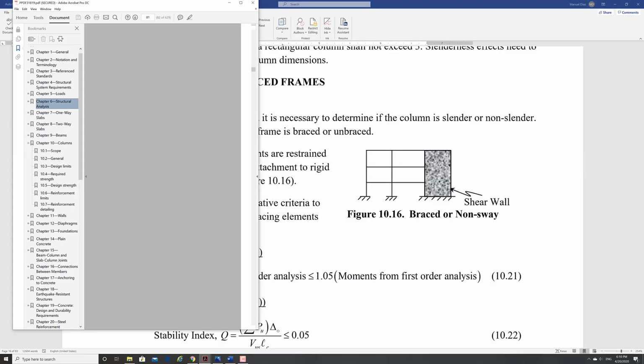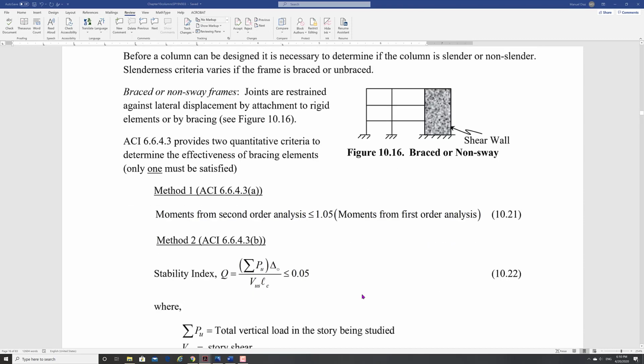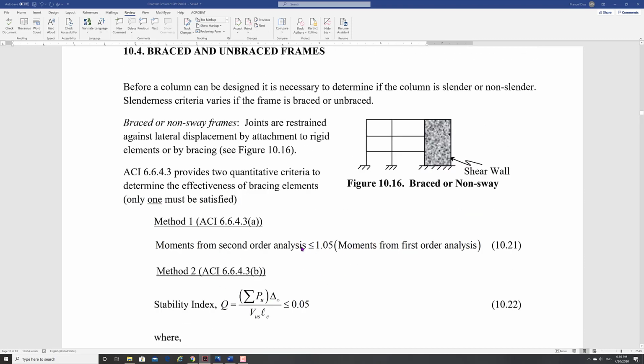So let me now move this one up. And that's what I'm saying here. Second order analysis results are less than or equal to 5%, 1.05, of the first order analysis. And then your Q method. Okay, so let's start with this one. Second order analysis. What is that? Remember what I was telling you? You may have an analysis, but I can tell you that your moments and shears and everything is wrong.